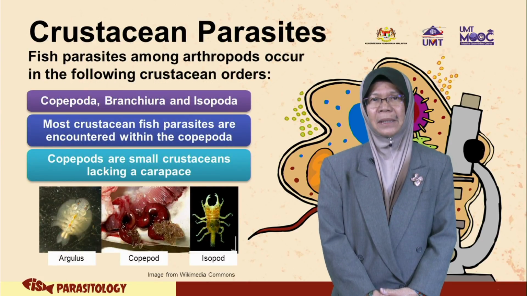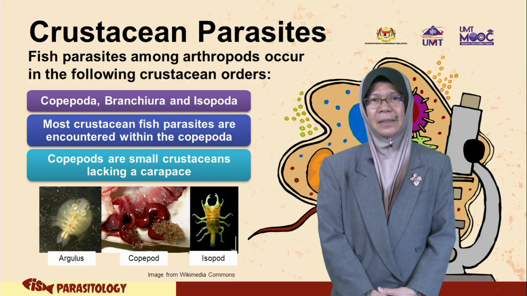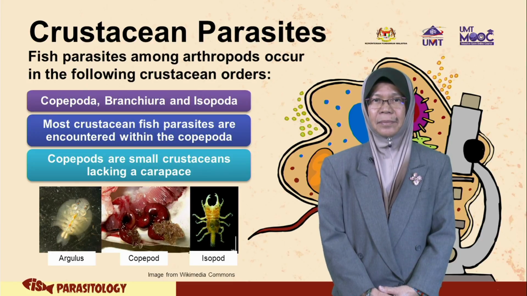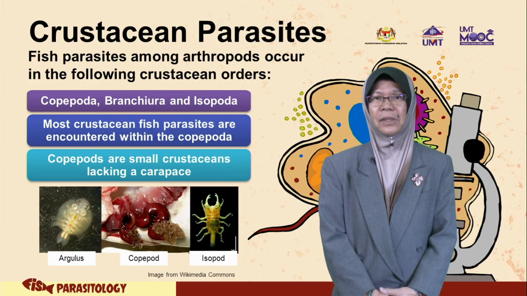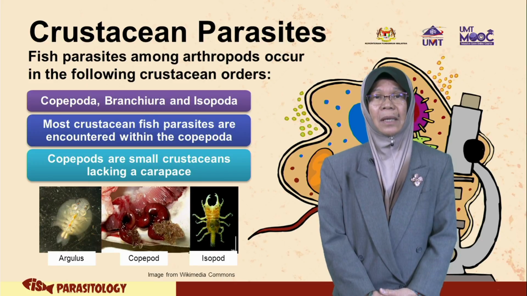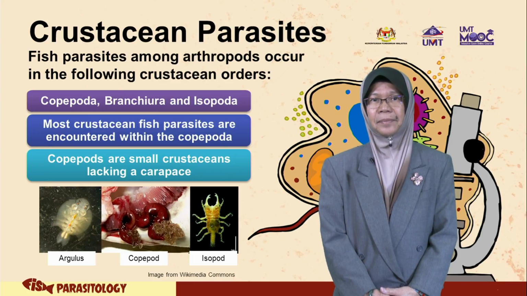Another group of ectoparasites are the crustacean parasites. These parasites can be seen with the naked eye as they attach to the gills, fins, and body of the host. The main groups of parasites affecting cultured fish are the Copepoda, the Branchiura, and the Isopoda. The branchiurans and isopods are normally large, while the copepod parasites, which are more common, are smaller in size.